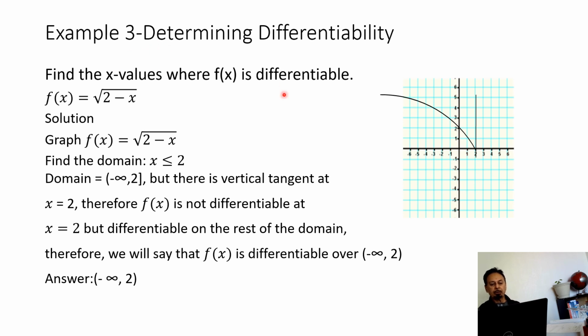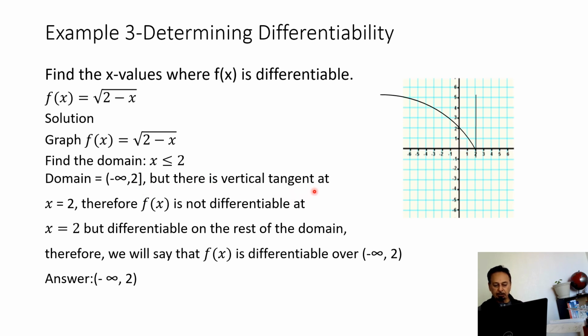Example 3. Determining differentiability. Find the x values where f of x is differentiable. f of x is equal to the square root of 2 minus x. The graph of f of x equals the square root of 2 minus x is shown as a curve going to the left, and there's a vertical tangent at x equals 2. So let's find the domain. The domain would be x less than or equal to 2. In interval form, minus infinity to 2, including 2.